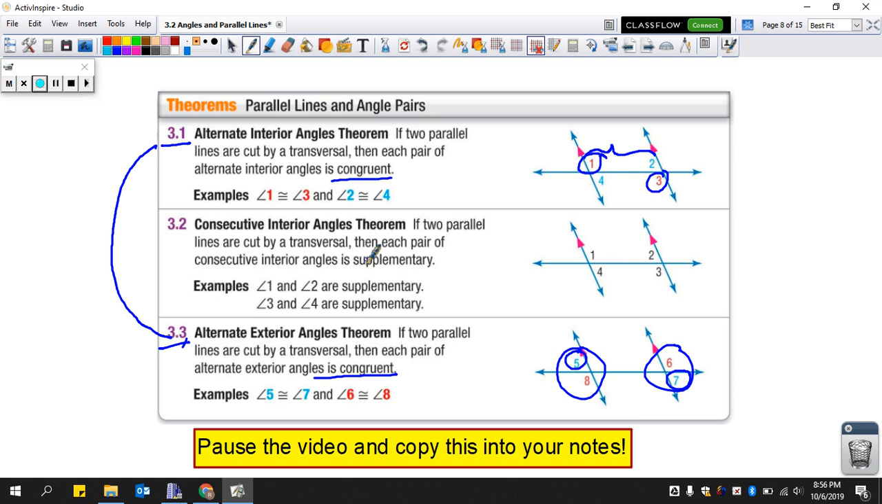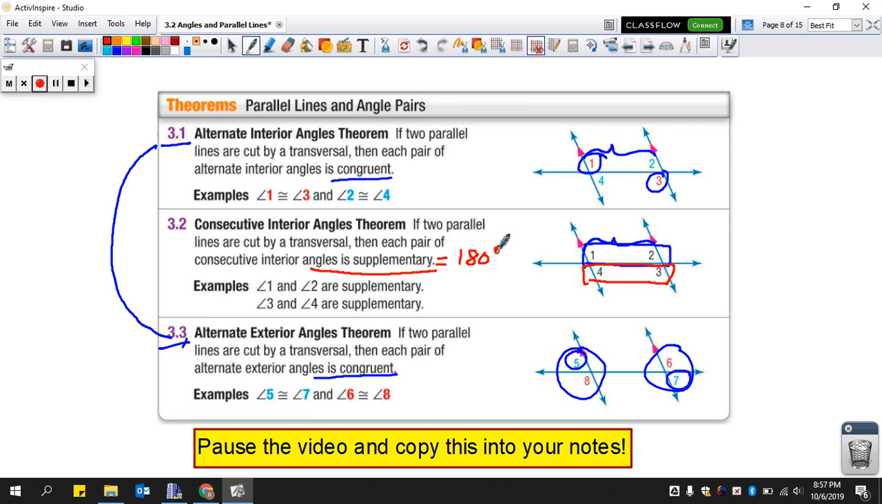3.2, theorem 3.2, consecutive interior angles. Remember, interior are the angles that are between the two parallel lines, and consecutive means that they're on the same side of the transversal. So in this case, angle 1 and 2 are consecutive interior angles, and angles 4 and 3 are consecutive interior angles. And consecutive interior angles are supplementary, which means that they equal 180 degrees. All right?